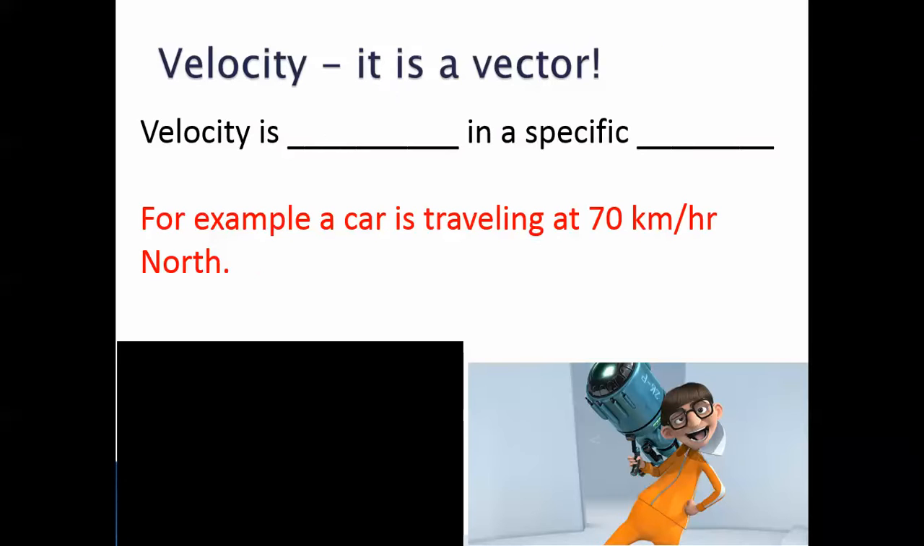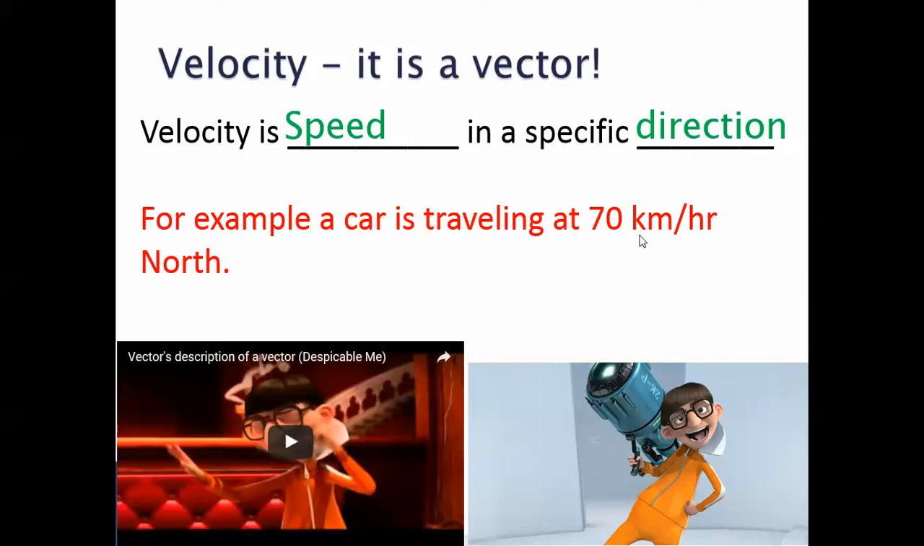Let's move on and talk about velocity. Velocity is a vector, and we'll talk a little bit about what that means, but in general, velocity is speed, but in a specific direction. So for example, if you have a car that's traveling 70 kilometers per hour, in order to talk about its velocity, we would say it's traveling 70 kilometers per hour north. I find Despicable Me had a little funny explanation here, so let's just take a quick look and listen to this.